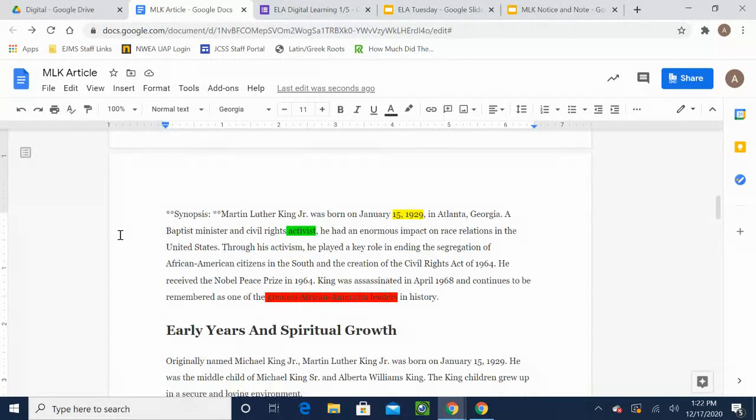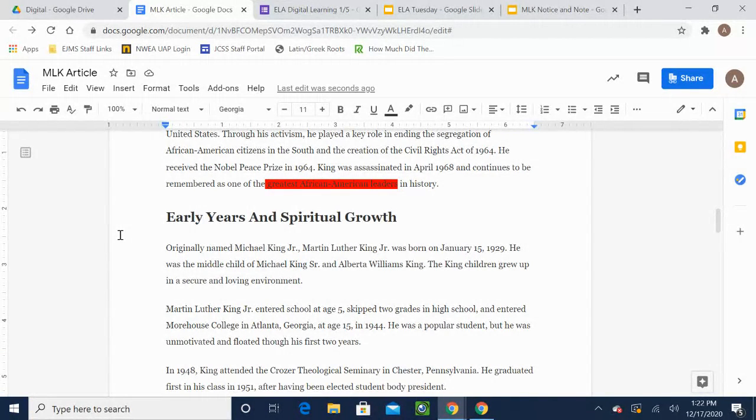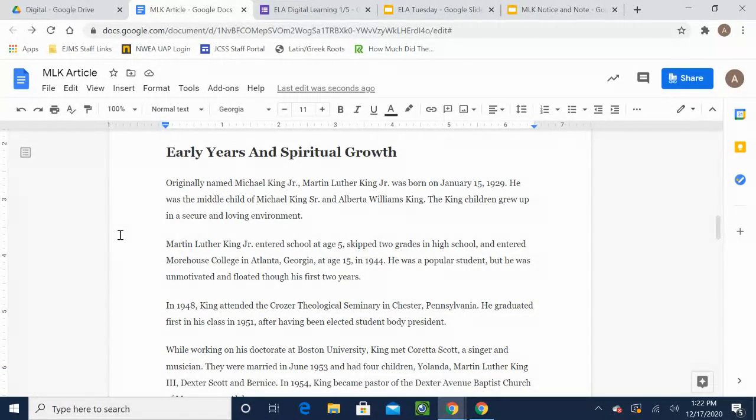Through his activism, he played a key role in ending the segregation of African American citizens and the creation of the Civil Rights Act of 1964. He received the Nobel Peace Prize in 1964. King was assassinated in April 1968 and continues to be remembered as one of the greatest African American leaders in history. Early years and spiritual growth.